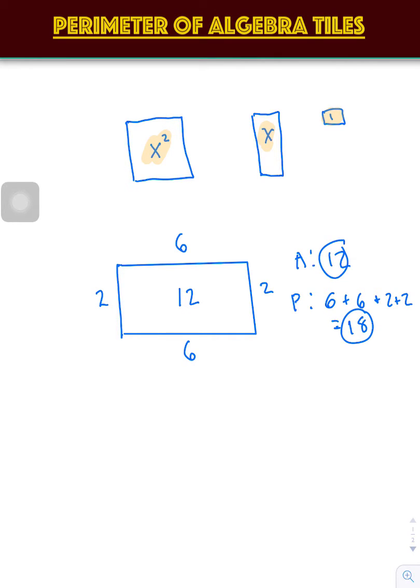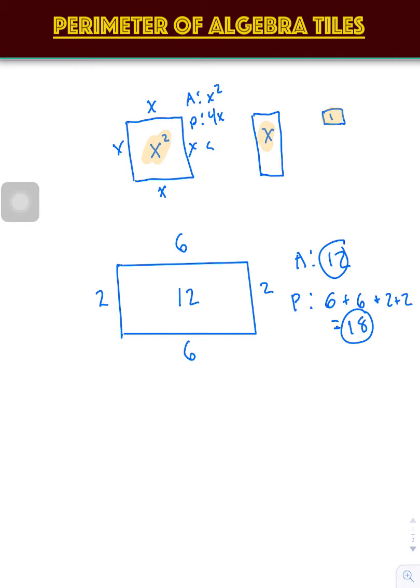Similarly with our algebra tiles, the side lengths in this case are x and x, because x times x equals x squared. So the perimeter of this tile would be 4x.